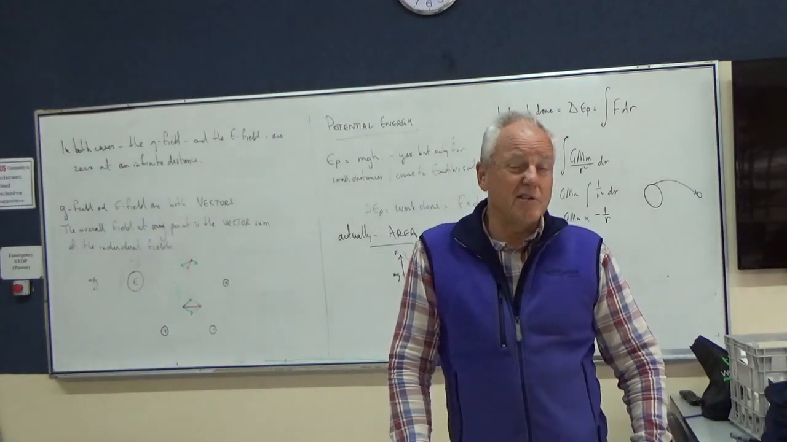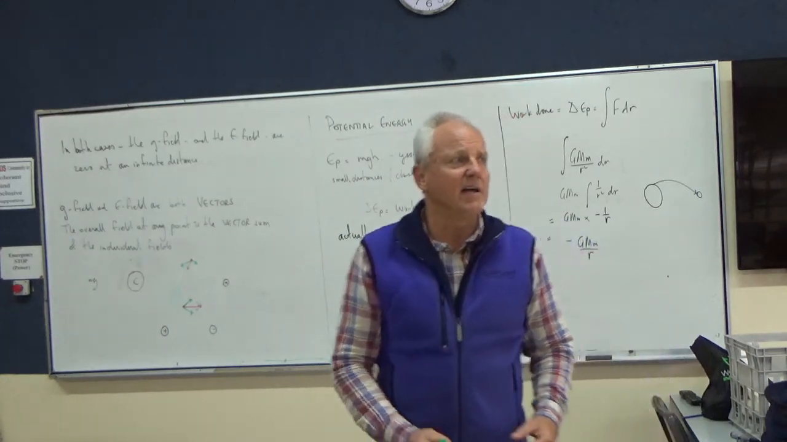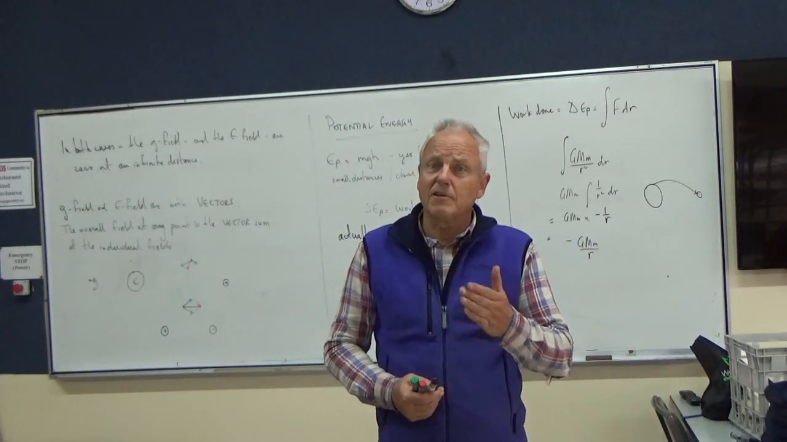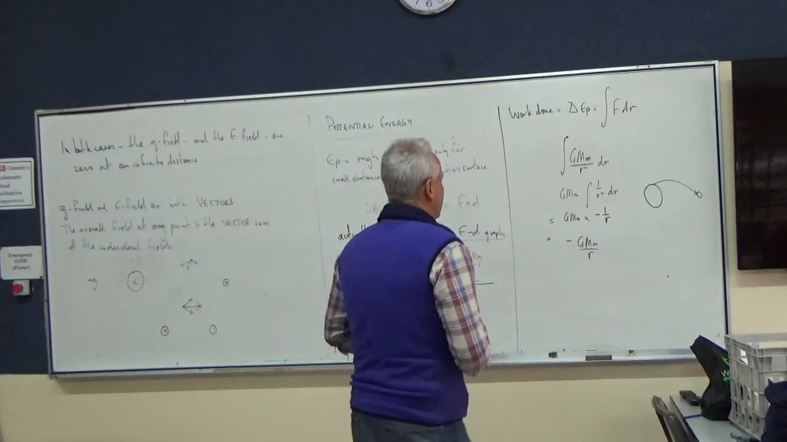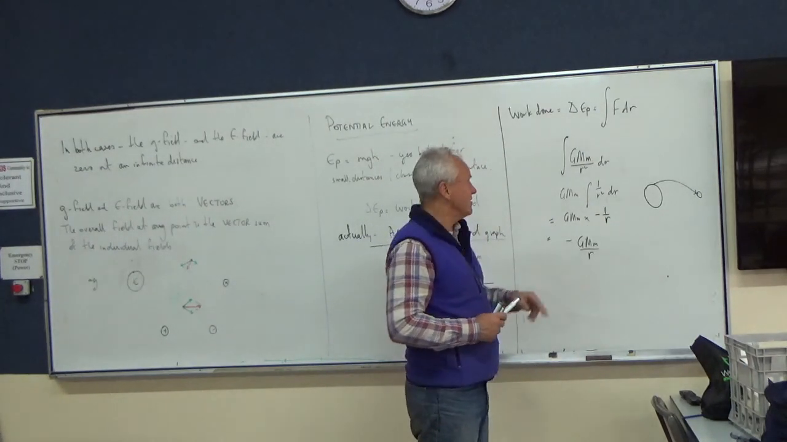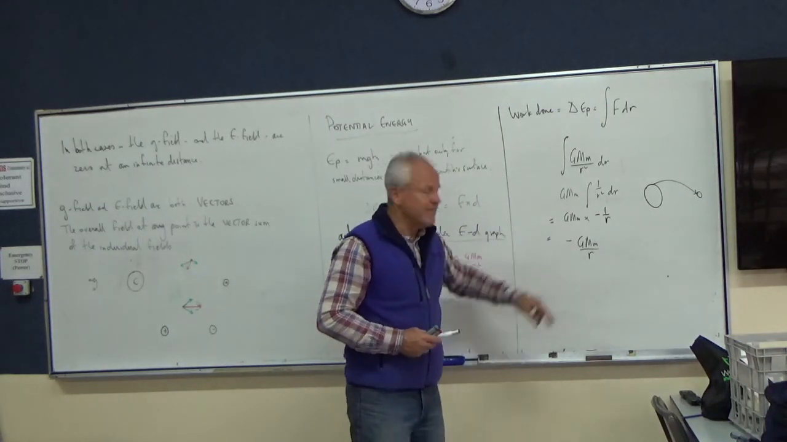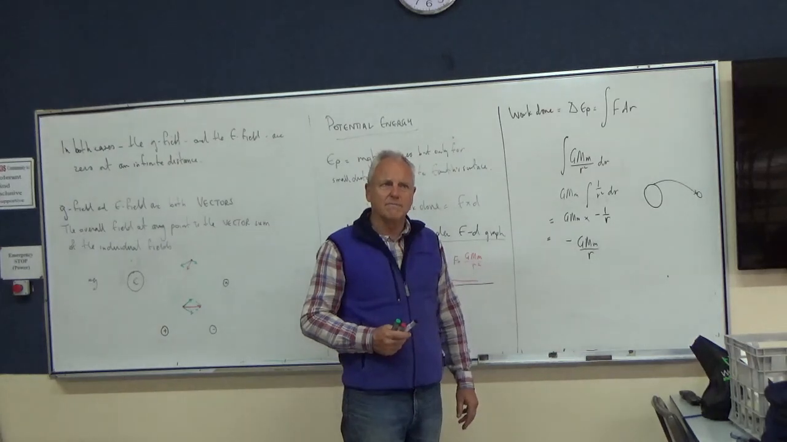So what we do is we define the zero of gravitational potential energy as being at infinite separation. What that means is that C becomes zero, and so the gravitational potential energy is negative GMM on R. What does that mean?